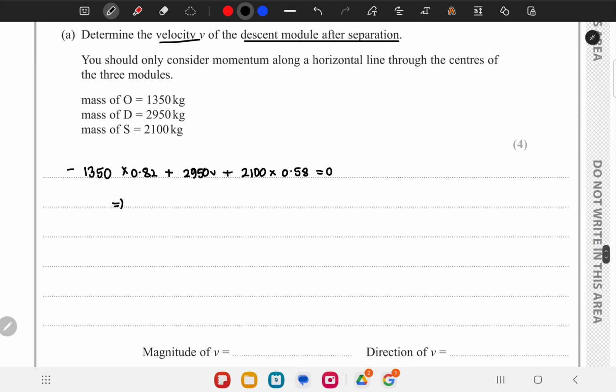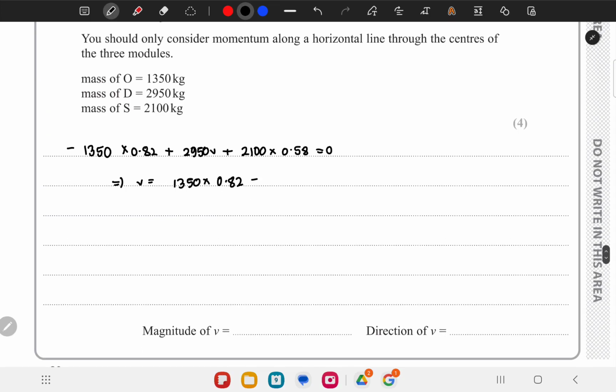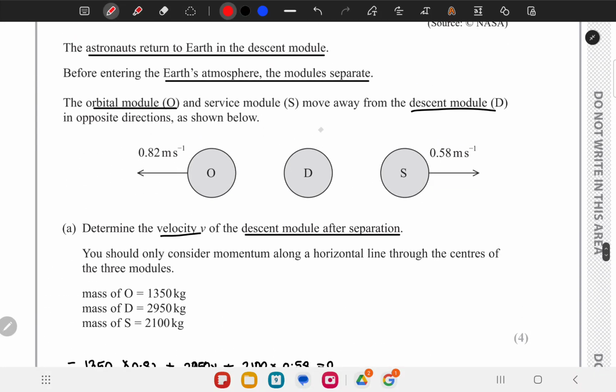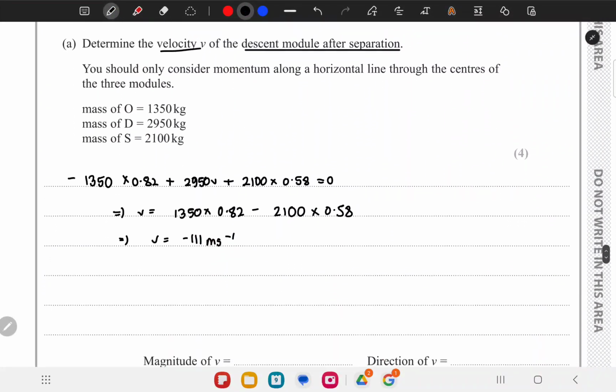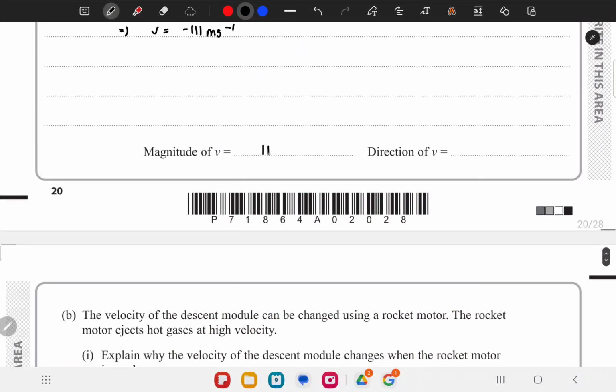From here, if I want to find V, it will be 1350 into 0.82 minus 2100 into 0.58. The value of V for us will be minus 111 meter per second. So the arrow's direction was wrong. This will be 111 meter per second leftwards. So the magnitude is 111 meter per second and the direction is to the left.